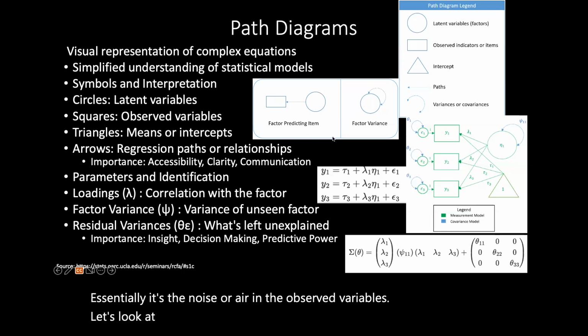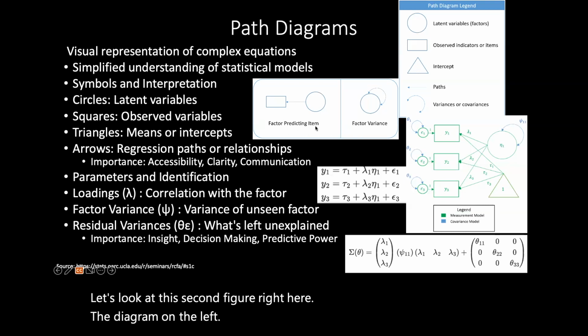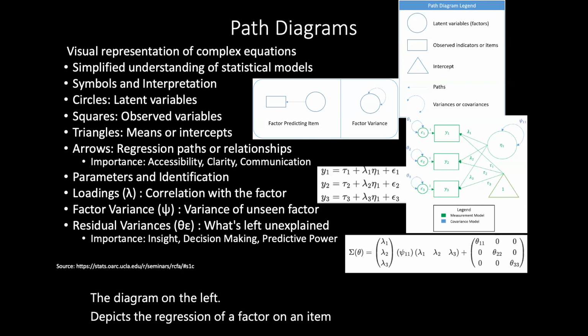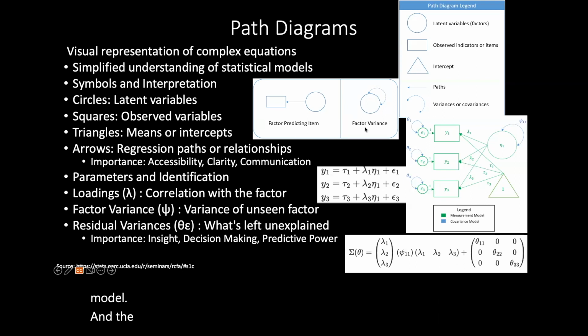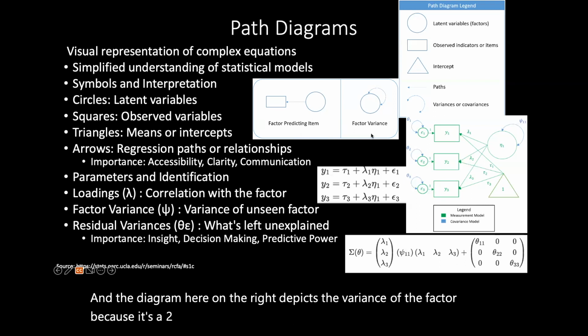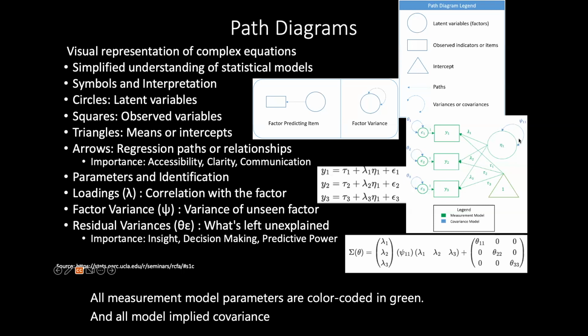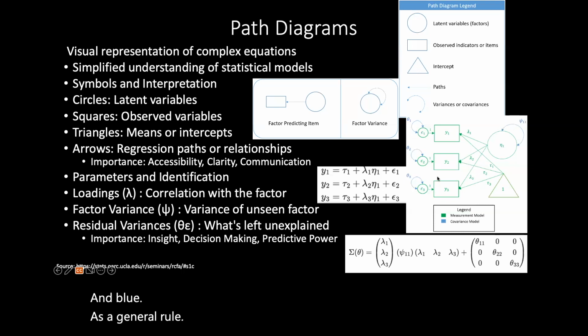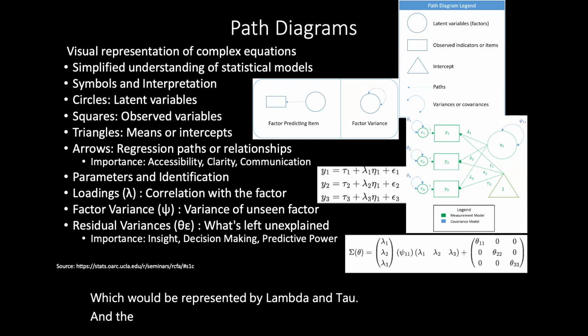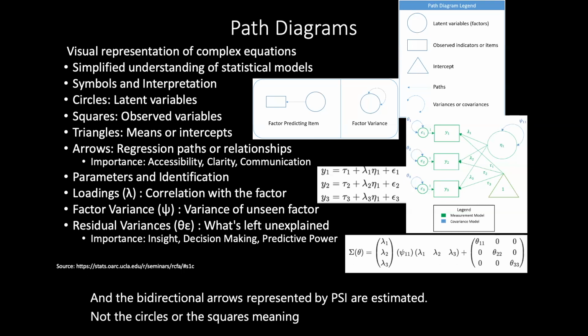Let's look at this second figure right here. The diagram on the left depicts the regression of a factor on an item, essentially a measurement model. And the diagram here on the right depicts the variance of the factor because it's a two-way arrow pointing to a latent variable. If we look at this path diagram here, all measurement model parameters are color-coded in green, and all model implied covariance parameters are coded in blue. As a general rule, only paths, which would be represented by lambda and tau, and the bidirectional arrows, represented by psi, are estimated, not the circles or the squares, meaning y, eta, or epsilon.